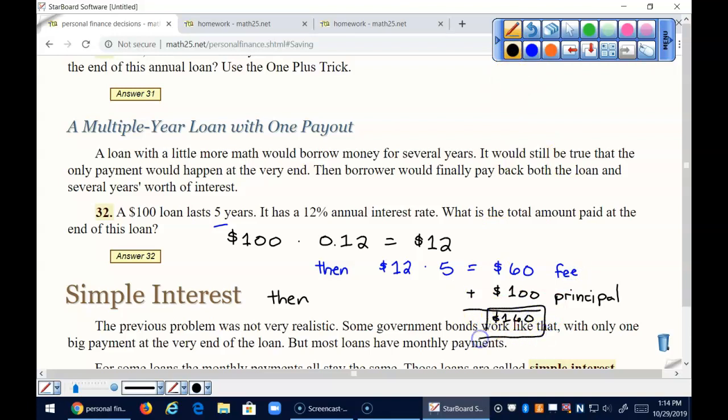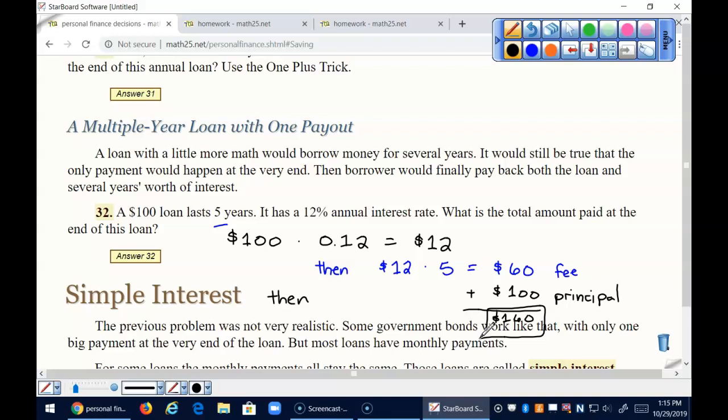And we get 160 total. Okay, that's not terribly realistic. There are a few things, like treasury bonds, that work like this. At the end of a long time period, you get your interest rate for every year, and then add on the principal, and that's what you get back.